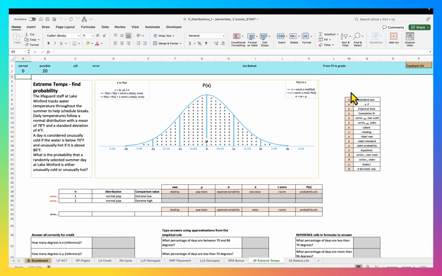Welcome back to distributions. So in this problem, we're looking at extremes. In other words, we're looking at both sides of the distribution, looking left and looking right. So the first problem is extreme temps.